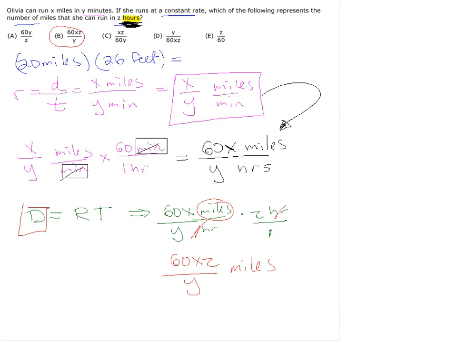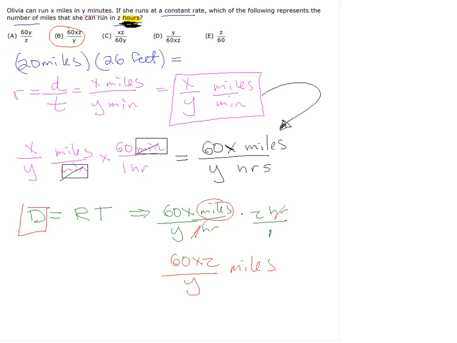Okay, so let me summarize. Whenever you're doing a GMAT question, particularly like a rate times distance or a work or a mixture question, it's really important that you're dealing in like units. So in this problem, we had minutes and hours. So we converted her rate in miles per minute to her rate in miles per hour.